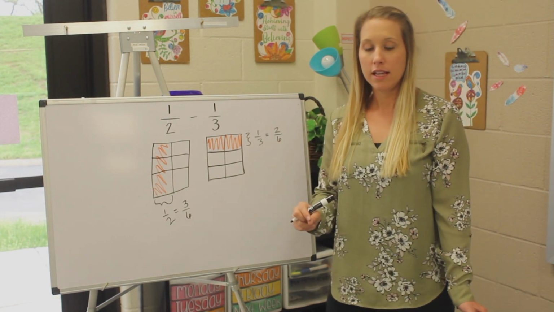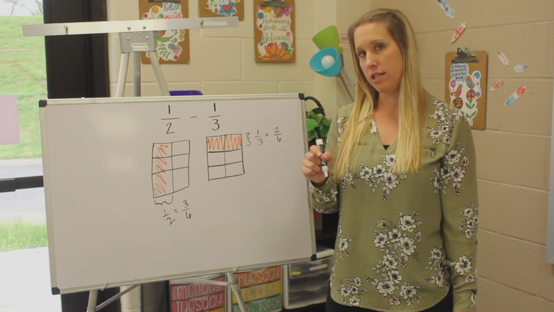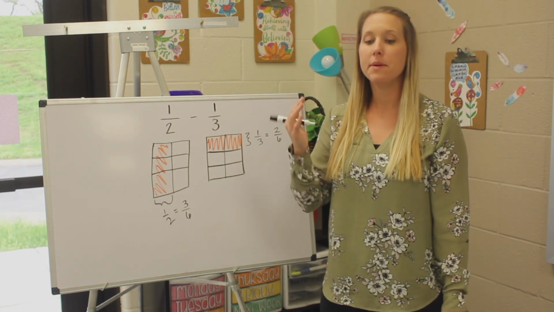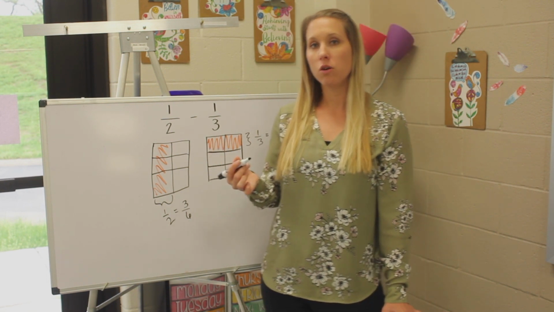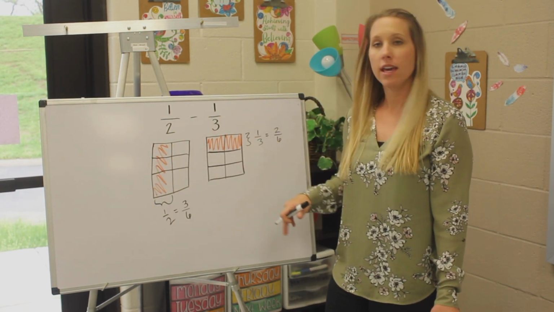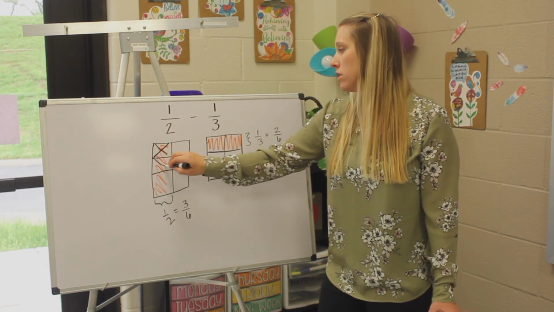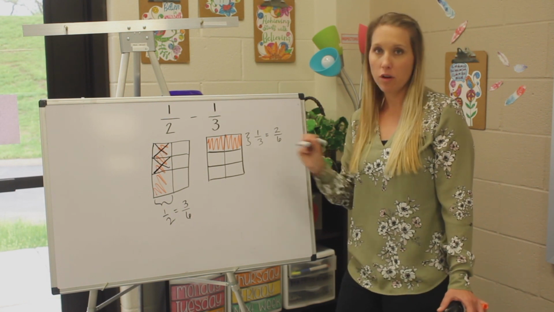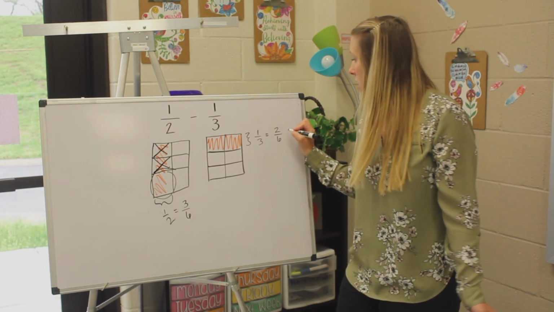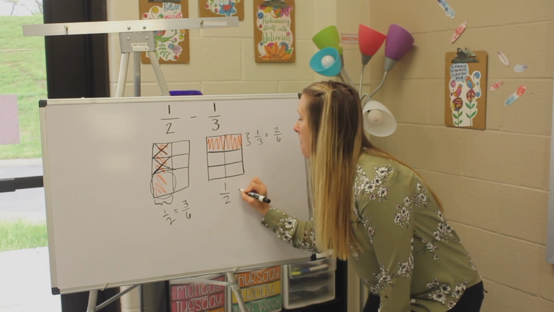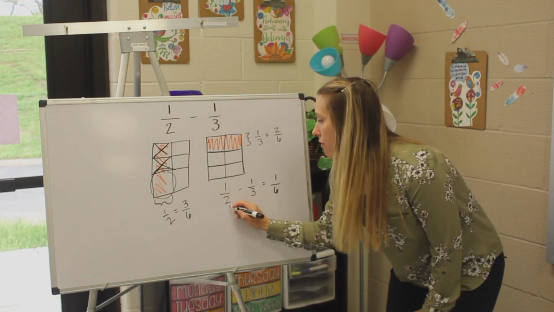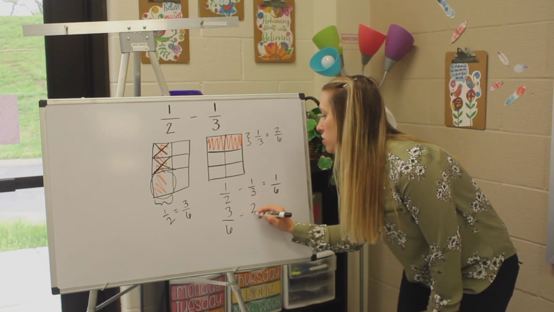Now here's what's different. This is new. When we added fractions, we put them together. Just like subtracting whole numbers, we're going to take apart. We're going to remove. When we model removing in subtraction, we either erase or X. So I had 3/6. I want to take away 2/6, so I can either X those out to show they're gone, or if I wanted to, I could erase them, leaving me with how much? 1/6. So we could say that 1/2 minus 1/3 equals 1/6 because we found the equivalent fraction 3/6 minus 2/6.